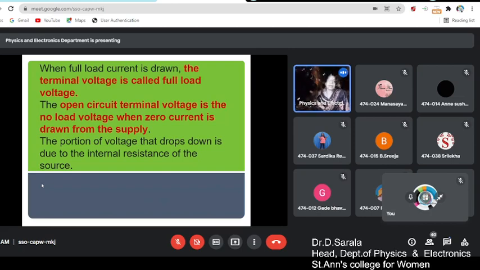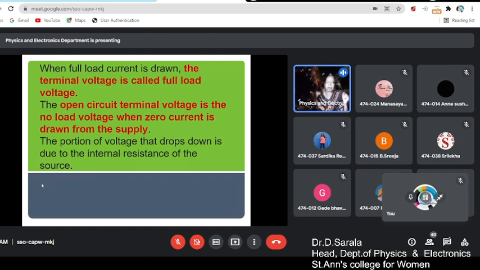What are you doing? You are calculating full load, no load, and then regulation. So let us understand what it is. When the full load current is drawn, the terminal voltage is called full load voltage. That means if you give 10 volts and if the entire 10 volts is drawn, then it is called a full load voltage. And if you open the circuit, the terminal voltage is the no load voltage when zero current is drawn from the supply.